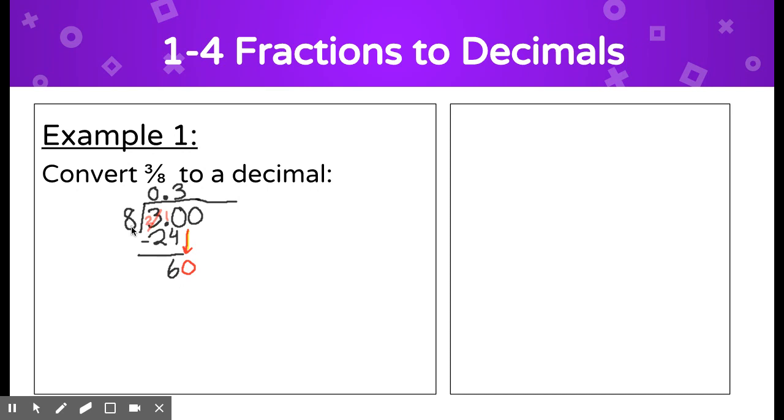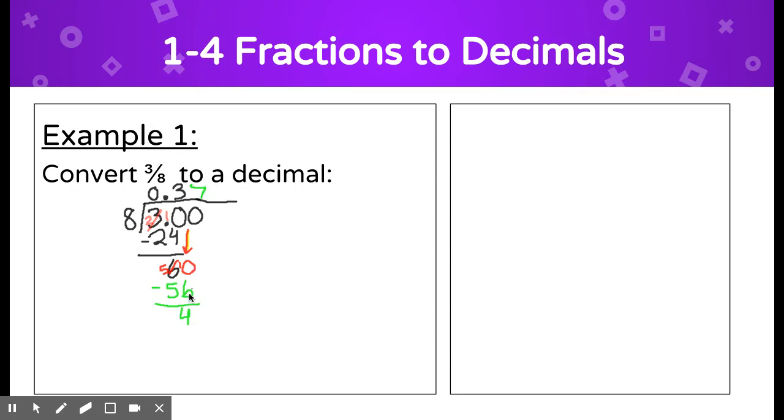And once you do that, we're going to see if 8 can go into 60. It can go in 7 times. So 7 times 8 is 56. We go ahead and subtract. 60 minus 56 again is 4. And again, if that's confusing to you, you could have borrowed, right? And 10 minus 6 is 4.